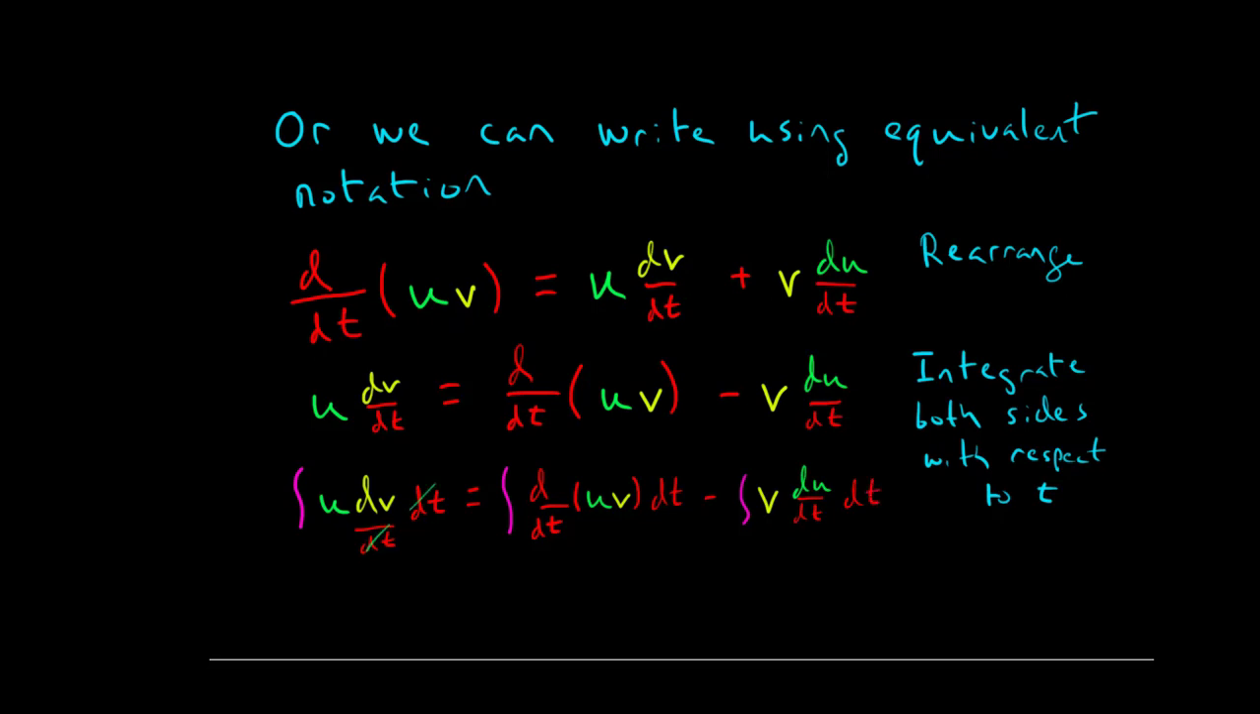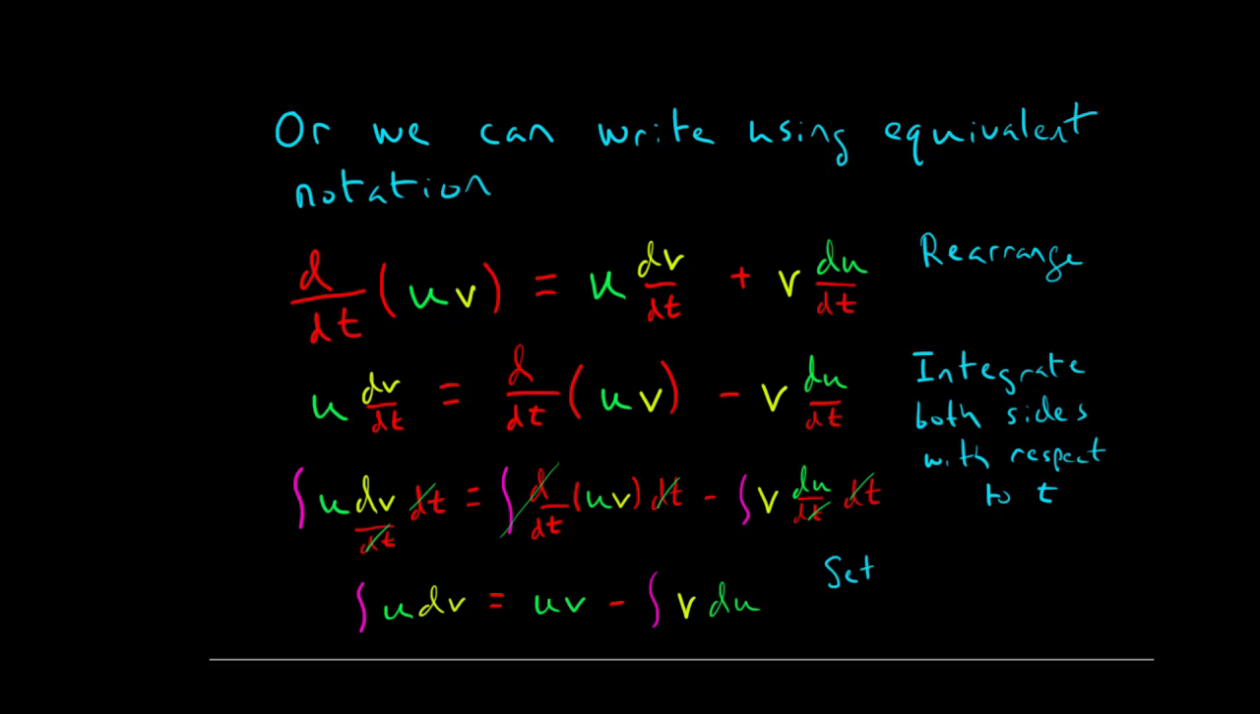So what happens? Here, the dt's cancel on the left side. Here, integration and differentiation cancel. And in the last term, the dt's cancel again. And I'm left with the expression integral of u dv equals u times v minus the integral of v du.